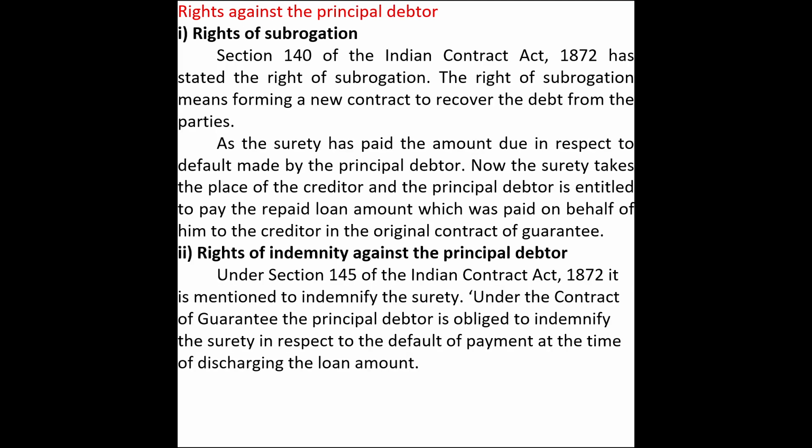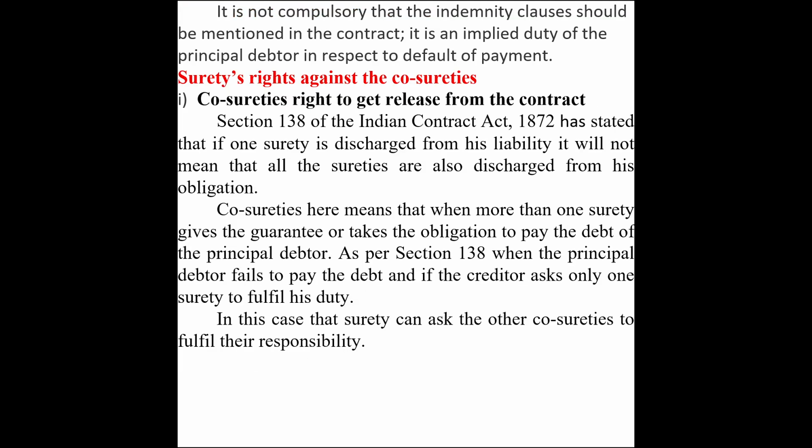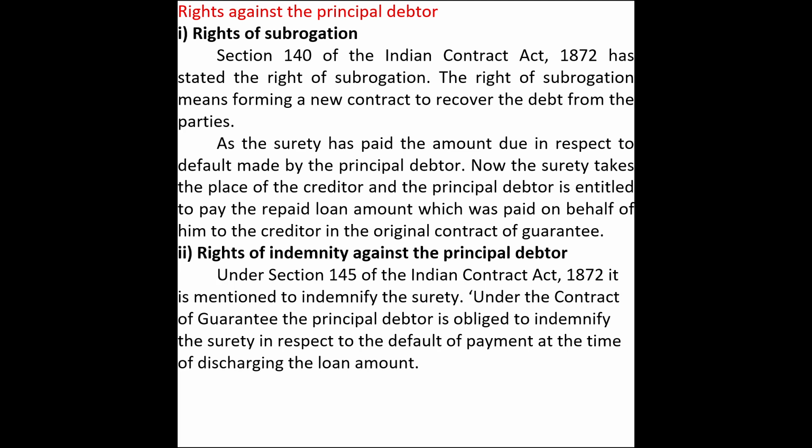The next one is right against the principal debtor. Here again there are two types. One is rights of subrogation. The other one is rights of indemnity against the principal debtor. Right of subrogation: as per Section 140 of the Indian Contract Act 1872, it is stated what subrogation means. Subrogation is nothing but forming a new contract to recover the debt from the parties.